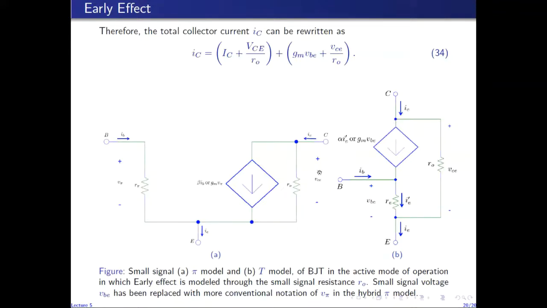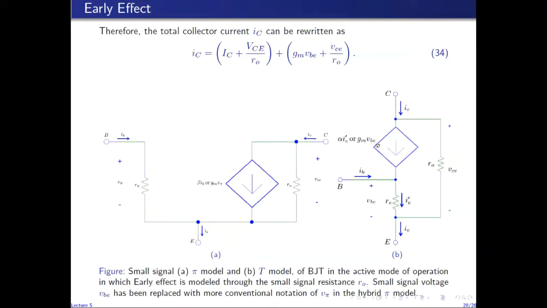So please note that I have chosen to not include or show the junction capacitances in this model. So this is a rather simplified model which does not contain any internal junction capacitances. Furthermore, please see that this GM V pi, since V pi is equal to IB times R pi, becomes GM R pi IB, and GM R pi is beta. So it can also be written as beta IB.